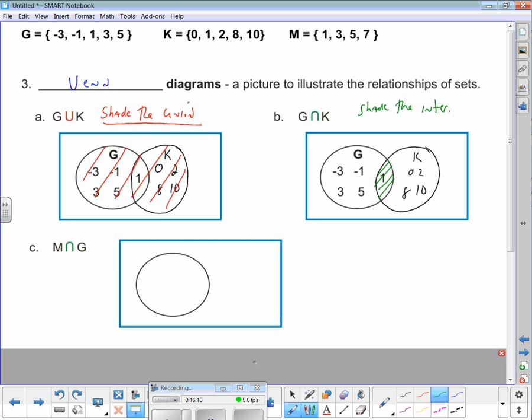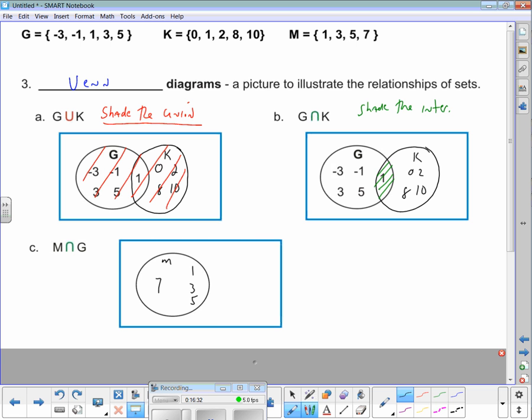So M, take my black here, 1, 3, 5, 7. I'm already looking at G, right? 1, 3, and 5. Oh, they both have 1, 3, 5. See, I'm going to put that over to the right so I can catch it with my other one. All right, so M, 1, 3, 5. The only other thing is 7, and I have to label it as M.